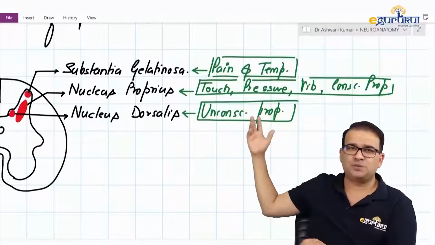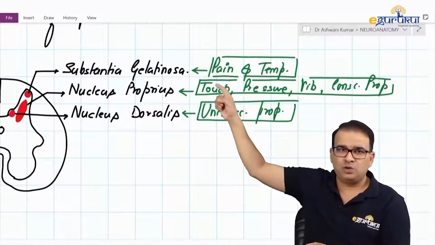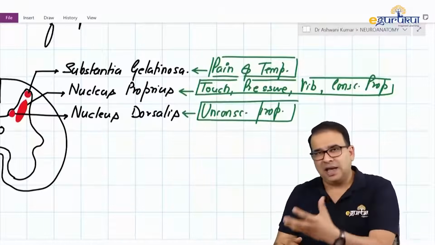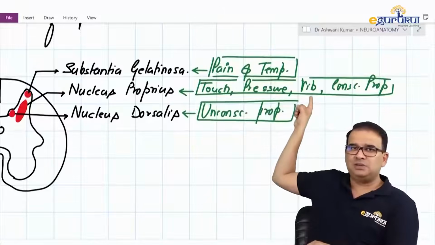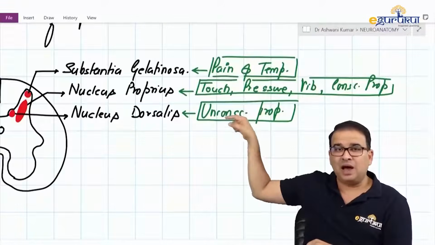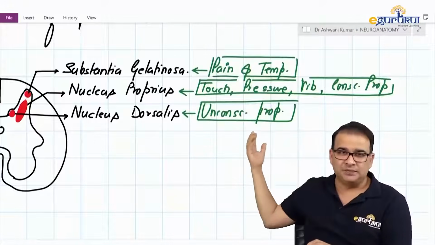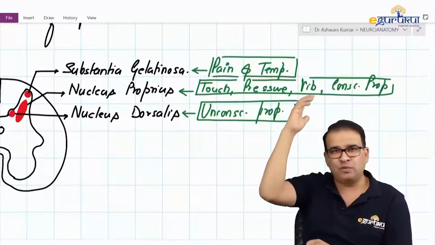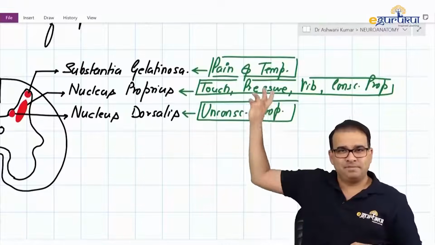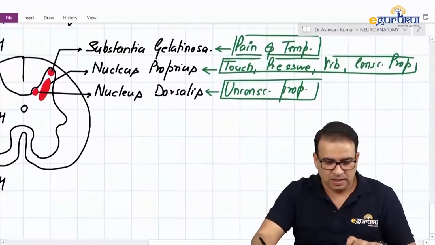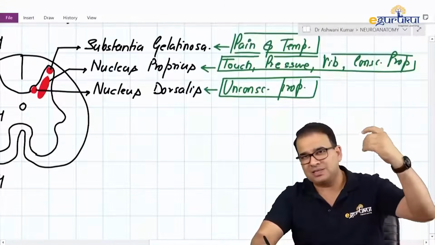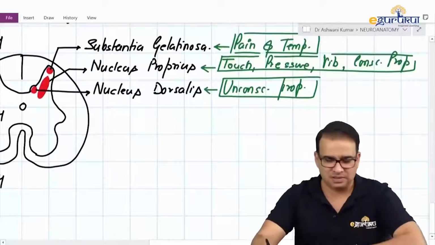Touch, pressure, vibration, conscious proprioception, stereognosis, all are going into the nucleus proprius, whichever tract is carrying them, whether it is a part of the dorsal column tract or the anterior spinothalamic tract. If they are carrying these sensations, they come into nucleus proprius. And unconscious proprioception, which goes into the cerebellum, first goes into nucleus dorsalis and then somehow from there reaches the cerebellum, which we will eventually discuss. So it's better you remember that from the sensory input point of view. How exactly the sensation comes inside, how second order neurons are formed, how they decussate, reach the thalamus and so on, all that story we will discuss after this.